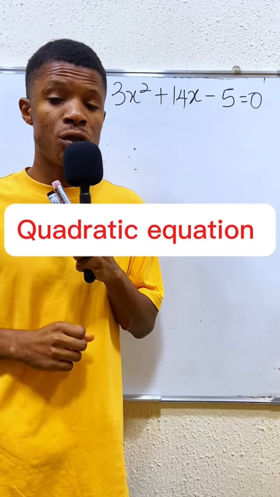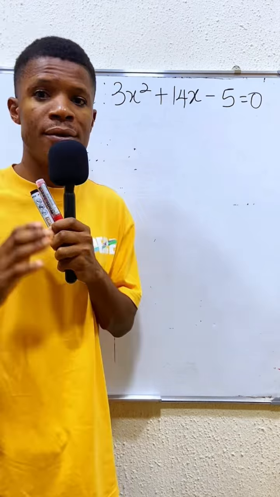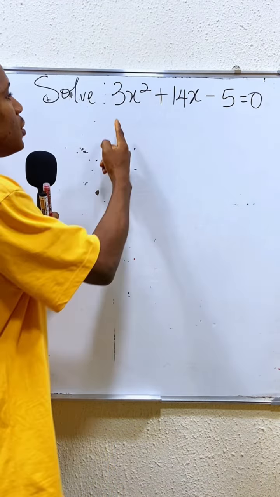In quadratic equations you don't know. Okay, let's solve this quadratic equation by factorization method. First thing, you observe that the leading coefficient is 3.